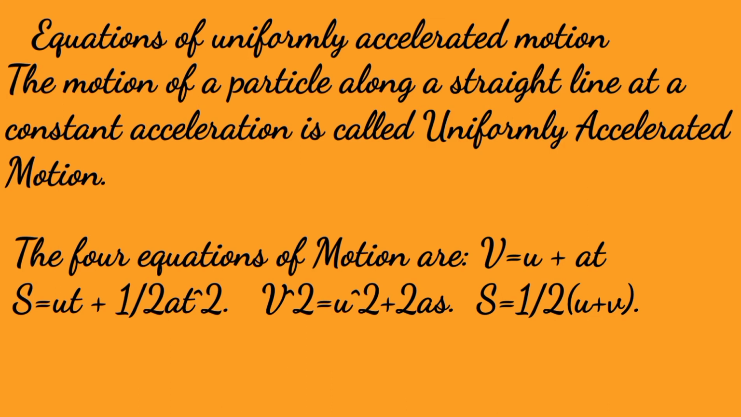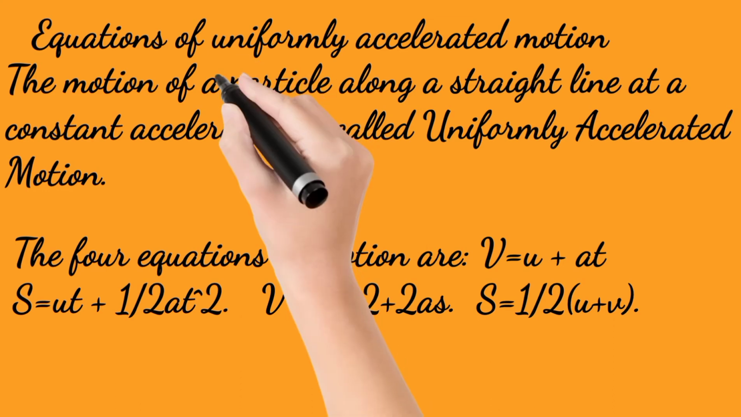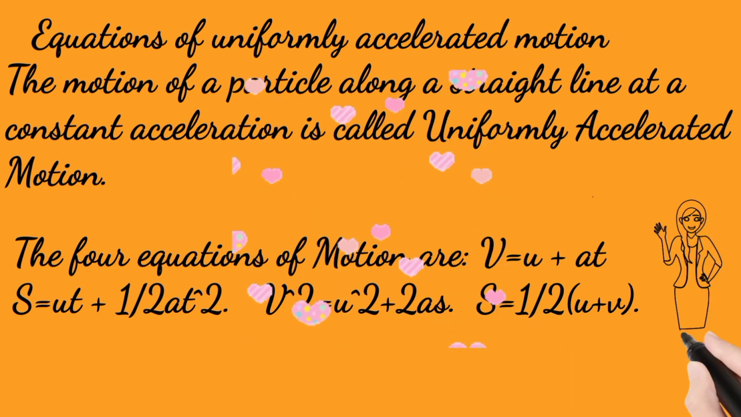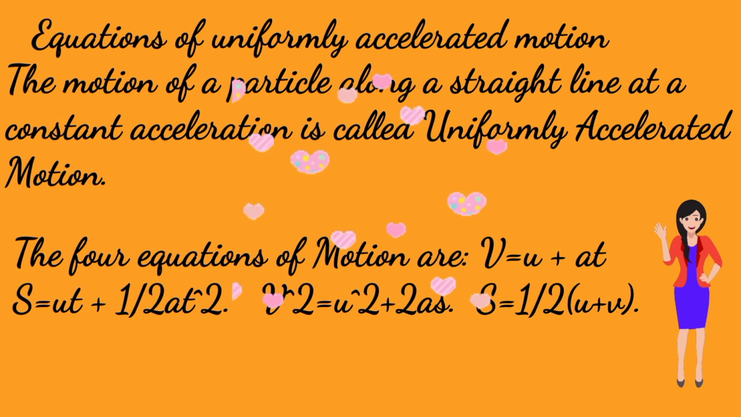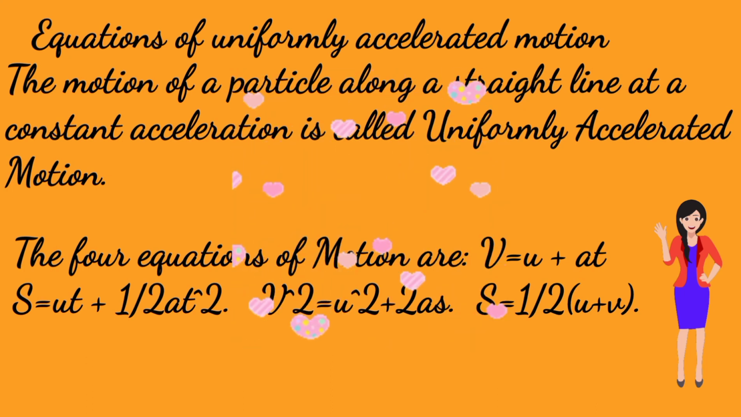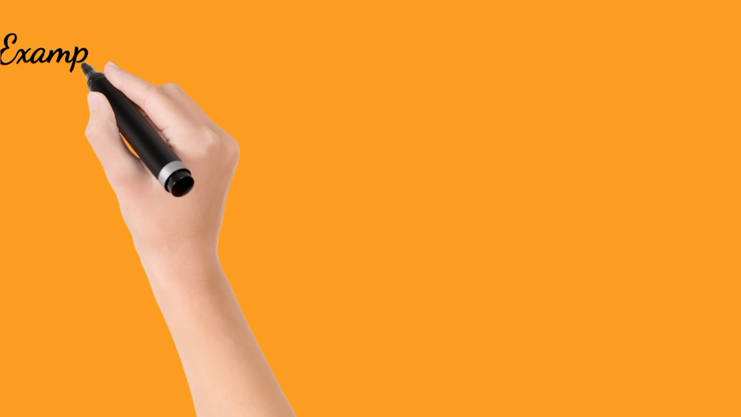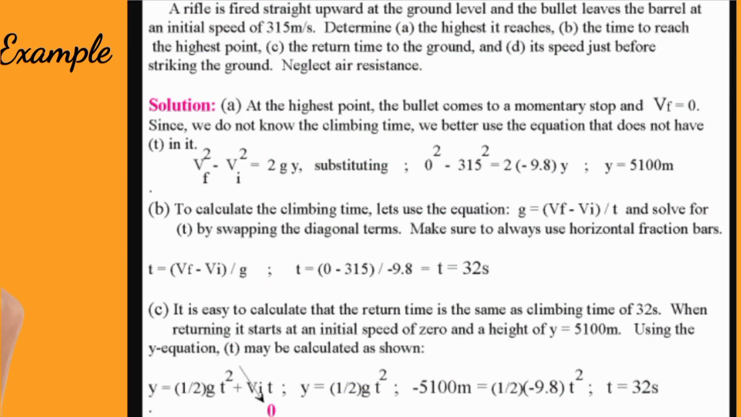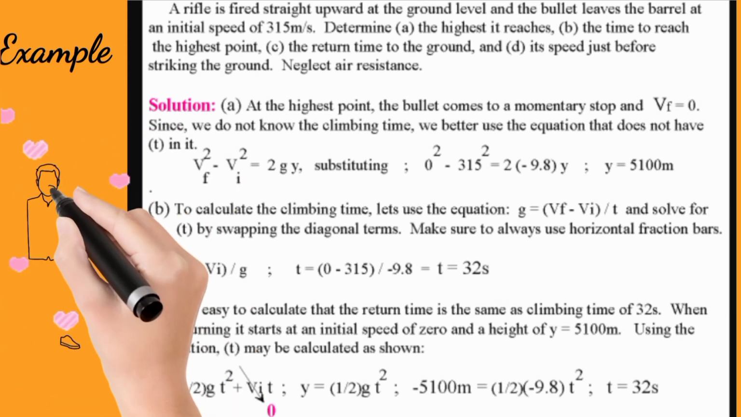When you are solving problems on linear motion, to know which of the equations to use, you consider what is given and what is not given. For instance, if you are given initial velocity, time, and acceleration, and you are to find the final velocity, then you can use the first equation, v equals u plus at. Also, if you are given initial velocity, time, and acceleration, and you are told to find distance, then you use s equals ut plus half at squared. Let's look at an example.